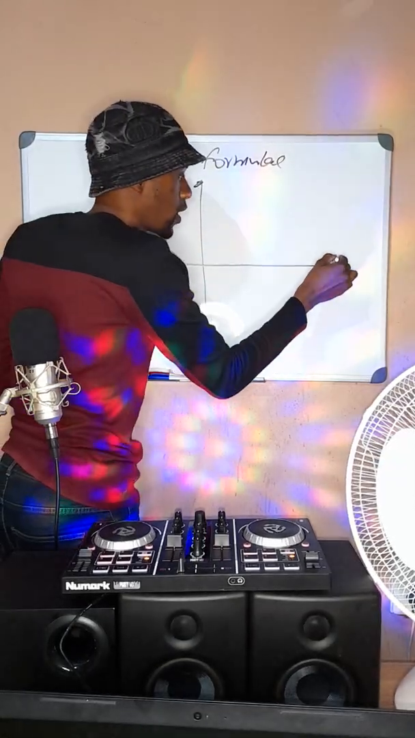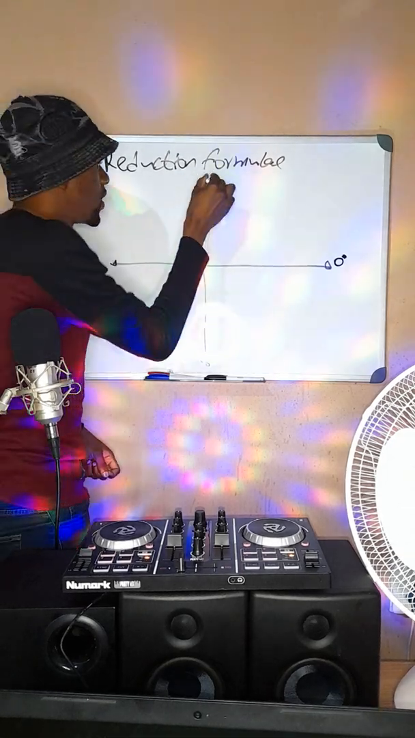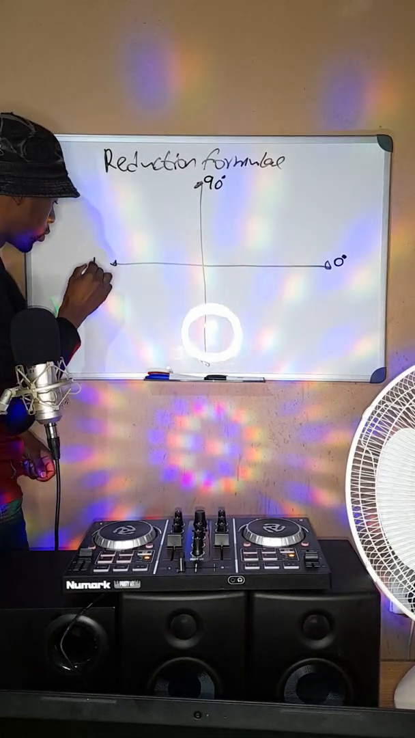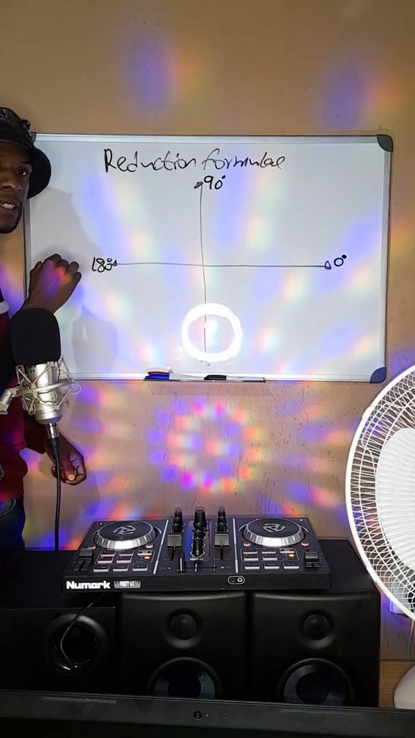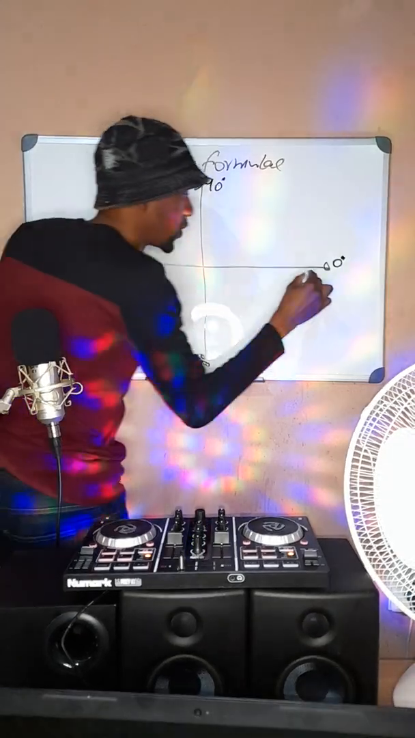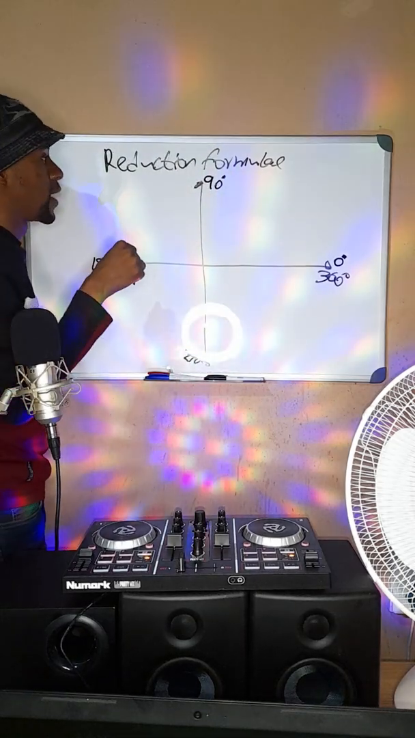Here you are going to have your 0 degrees, okay? Going in a positive direction, when you get here, you're going to have your 90 degrees. When you get here, you're going to have your 180 degrees. When you get here, you're going to have your 270 degrees. When you get here, you're going to have your 360 degrees, okay?